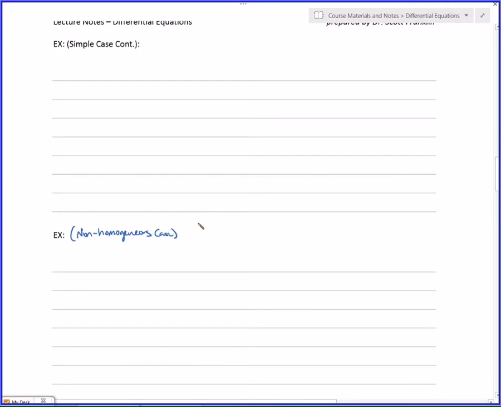All right, let's do x prime minus 4x plus y double prime equals t squared, and x prime plus x plus y prime equals 0. We're going to solve by elimination.